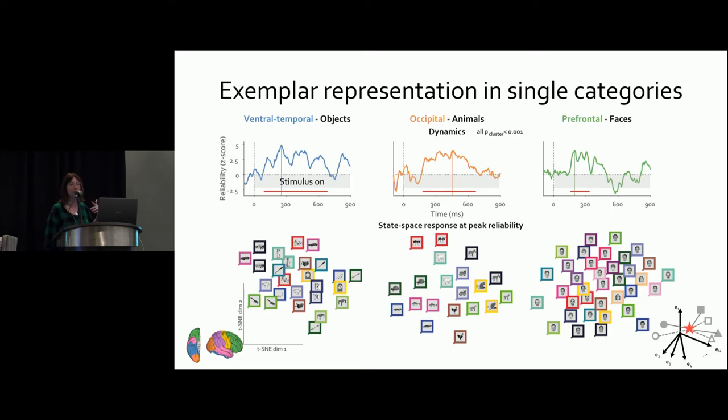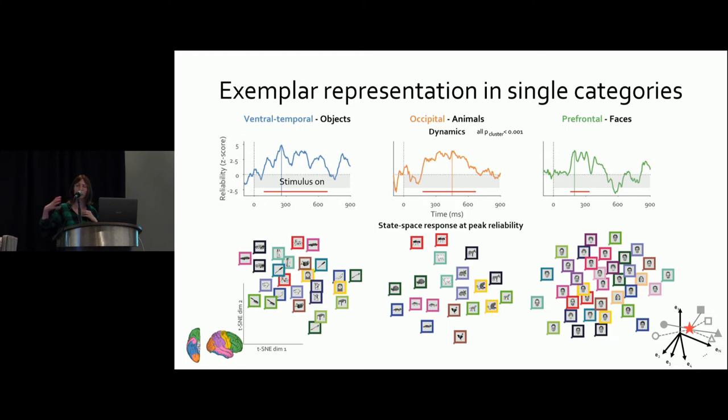And actually, if you compare it to what we got in PFC using the entire geometry, it's even more robust than that. So it really suggests that PFC represents distinct faces, but not so much the distinct exemplars in the other categories. On the top here, you have the dynamics for each of these category region pairs, similar to what you saw before. The vertical colored line is the point of the maximal reliability, which is what is plotted below them. Then below, we took, just for illustration, the point with the most exemplar information.